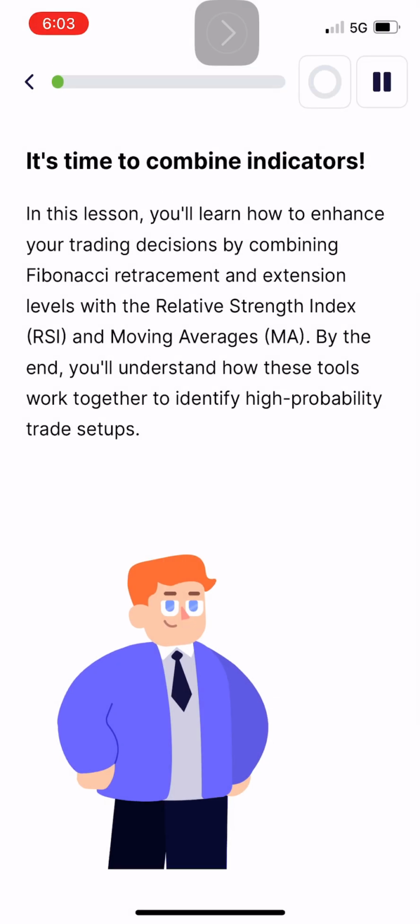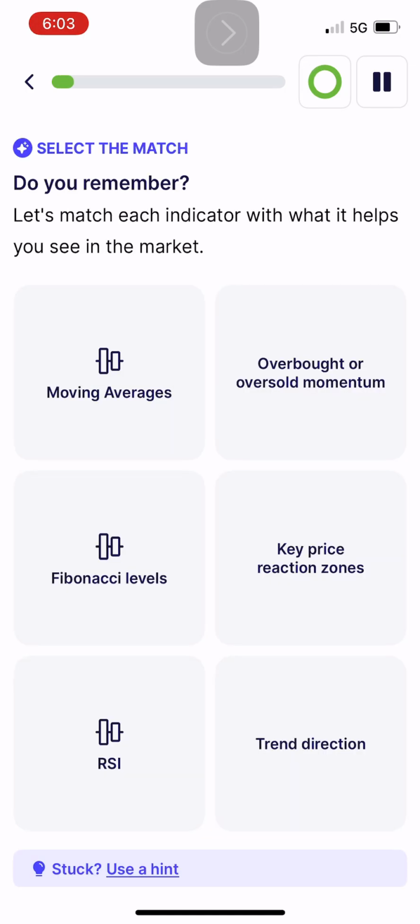It's time to combine indicators. In this lesson, you'll learn how to enhance your trading decisions by combining Fibonacci retracement and extension levels with the Relative Strength Index, RSI, and moving averages, MA. By the end, you'll understand how these tools work together to identify high-probability trade setups.